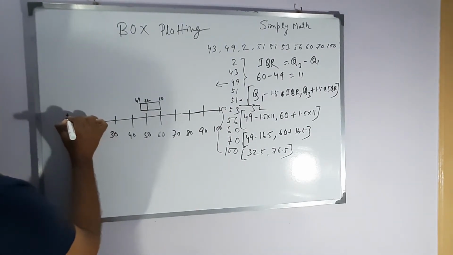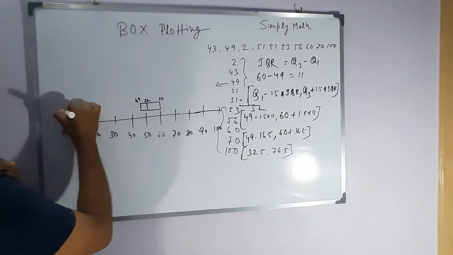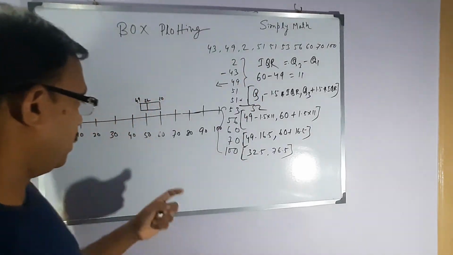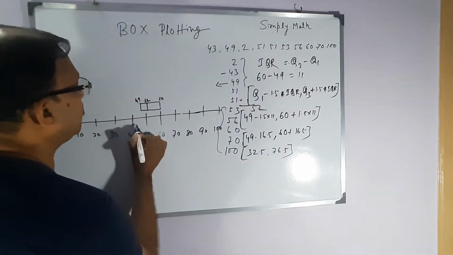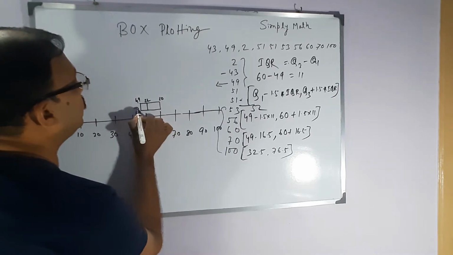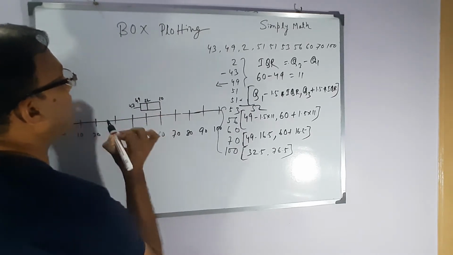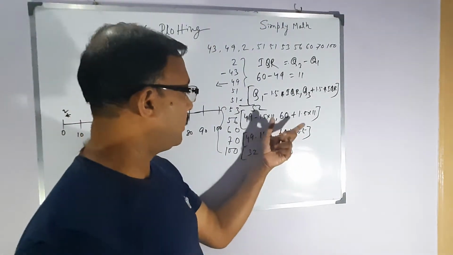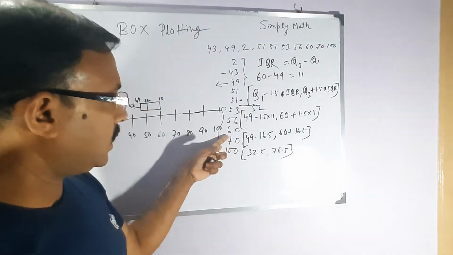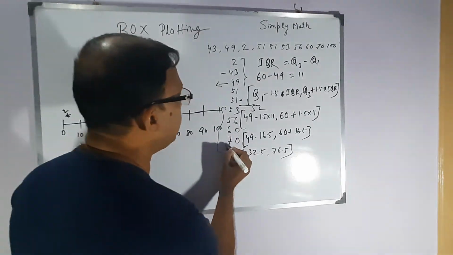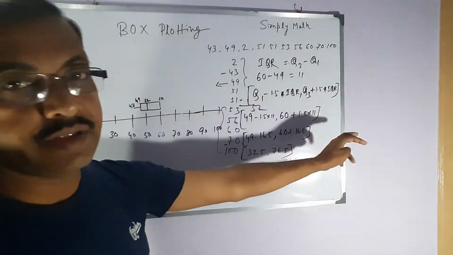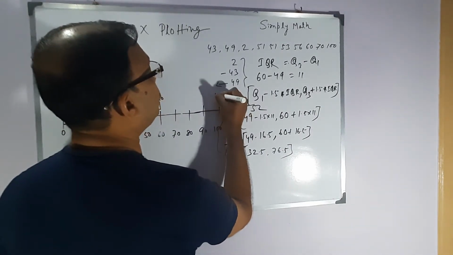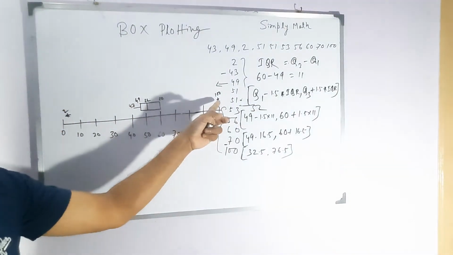Should we mention it with an asterisk? So 2 is my outlier, right? We can take the minimum value as 43. So this is my 43, right? And 70 is my maximum range, because beyond 76 is my outlier. So 100 is also an outlier, so we can take an asterisk and make it 100. So this is my outlier.